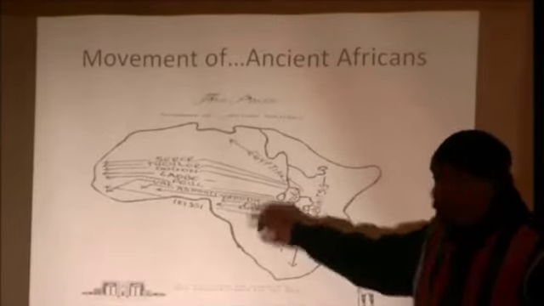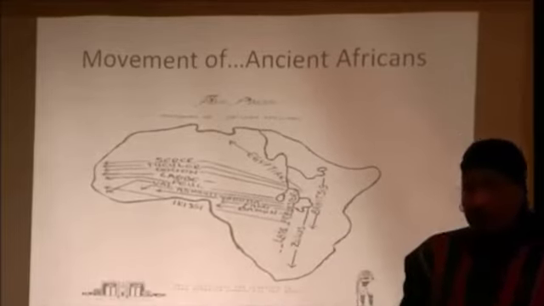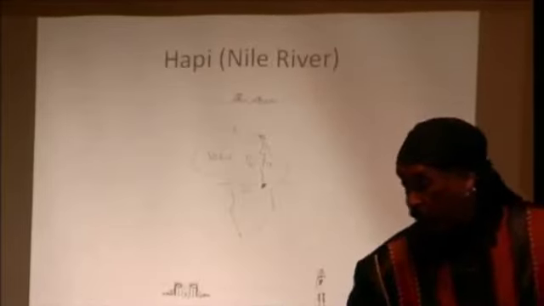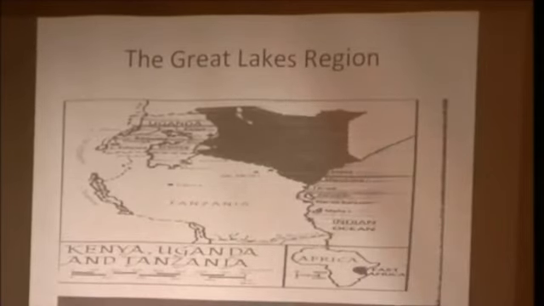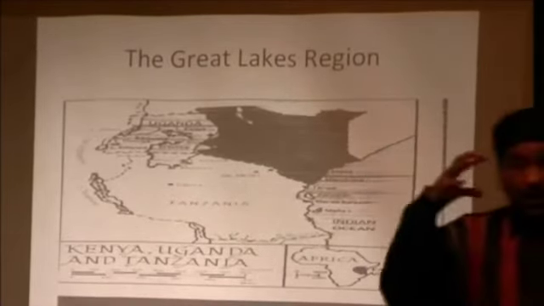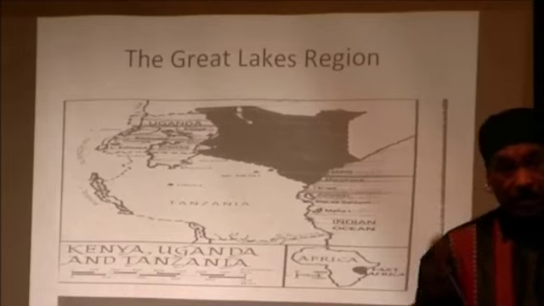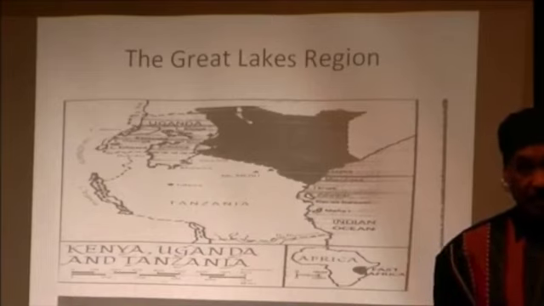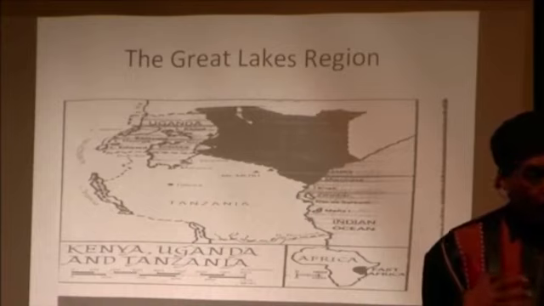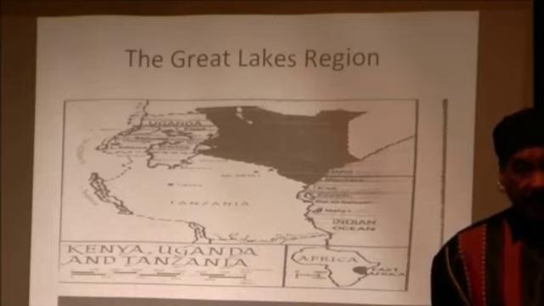What's the name of this area? Well, this area is called the Great Lakes region. Now, the Great Lakes region is an area that comprises basically 3, maybe 4 countries: Uganda, Kenya, and Tanzania. But the origin of the human family includes parts of Uganda, Burundi, Rwanda, Congo, and Southern Africa.